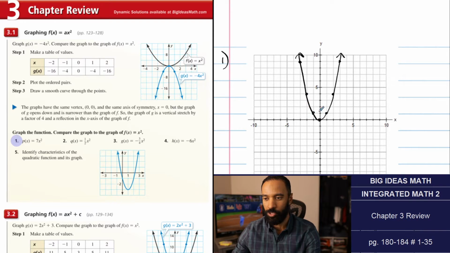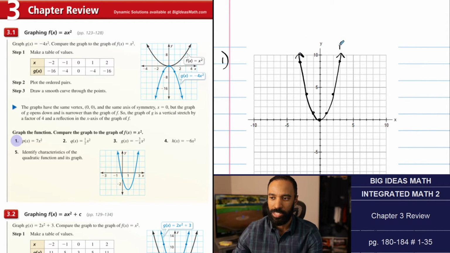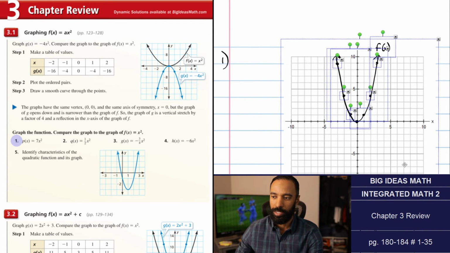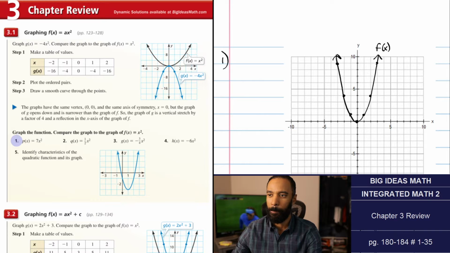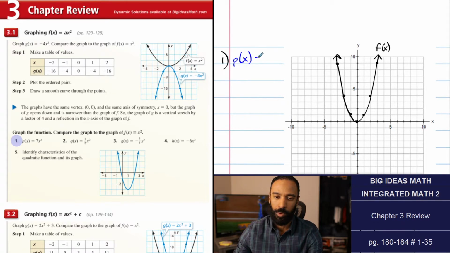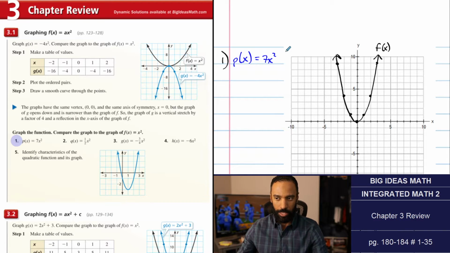Negative 1 squared is 1, negative 2 squared is 4, negative 3 squared is 9. This is our f of x equation. However, for this problem in number 1, and I'll go ahead and copy that to get ready to paste later. On number 1, we're going to be graphing g of x, or p of x, equals 7x squared. Now, this will be a very tall graph.